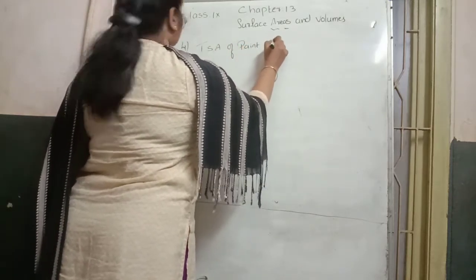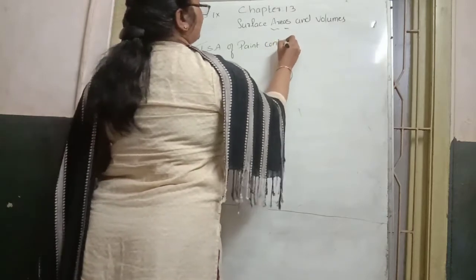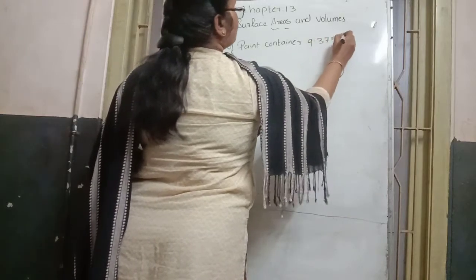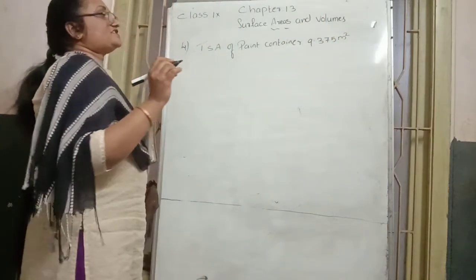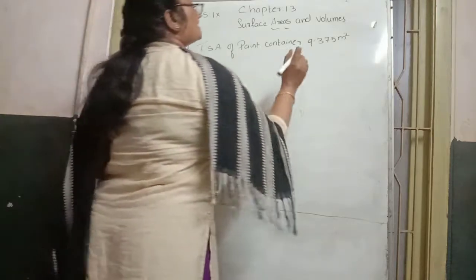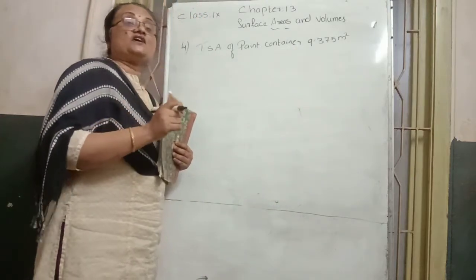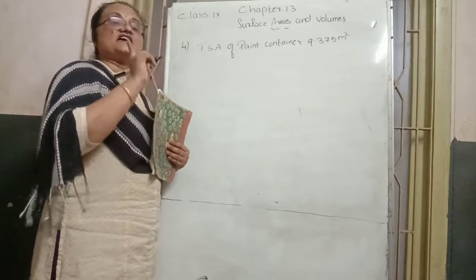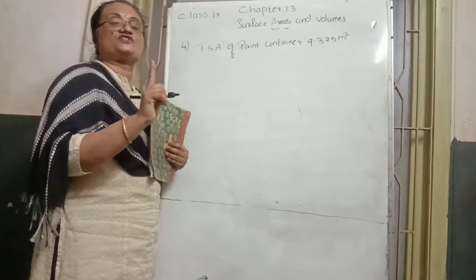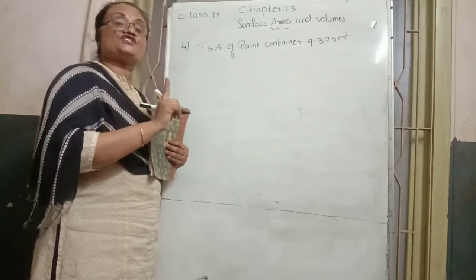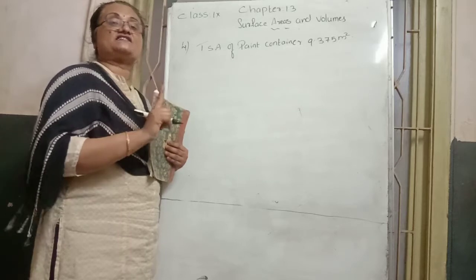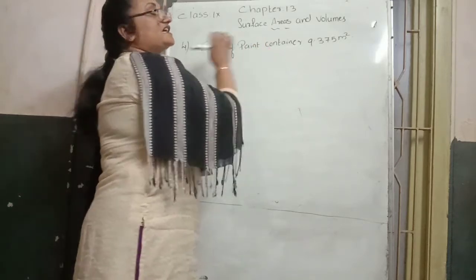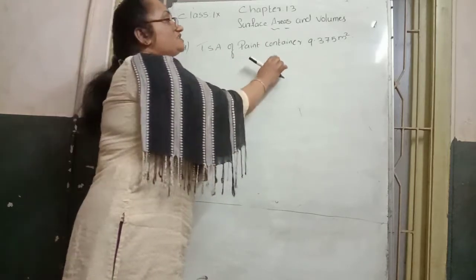The TSA of the paint container is given as 9.375 meter square. Next, they say that the dimensions of one brick are given. Dimensions means length, breadth, height of the one brick. How many such bricks can be painted using the paint in this container?